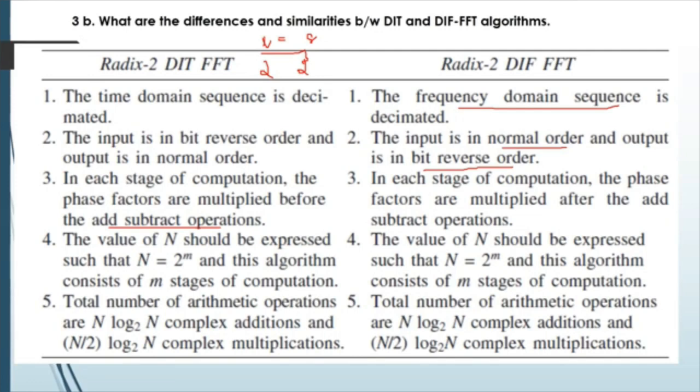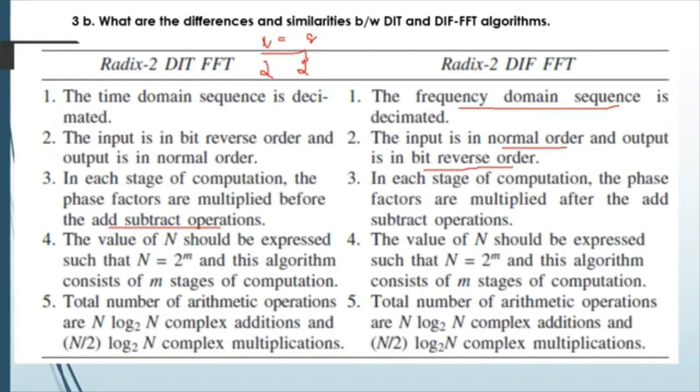So coming to the second question, what are the differences and similarities between DIT and DIF FFT algorithms? As we solved problems on both categories, we know. So what is radix 2? Radix 2 means that, in any FFT, either DIT or DIF, the given length has to be decimated with a base of 2. Suppose the given length N is equal to 8, with radix 2 we write 8 as 2 cube. So the number of stages will be 3 with base 2. So this is called radix 2.